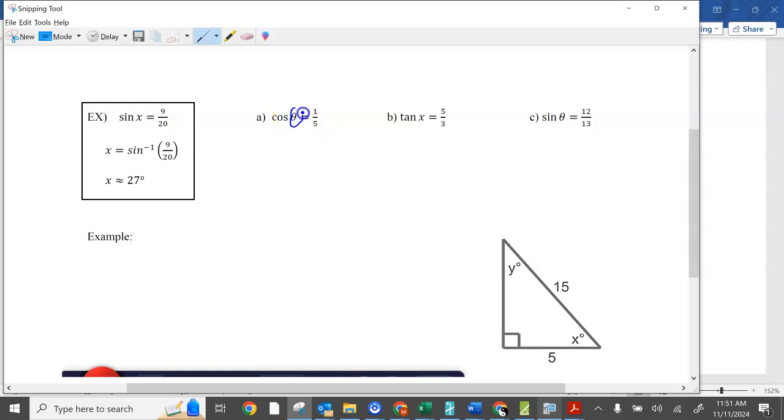It says it's got the angle symbol, but that's the same as finding the angle. Same here. We're trying to find an angle that would give us a tangent ratio of 5/3. So I'll do one more with you.